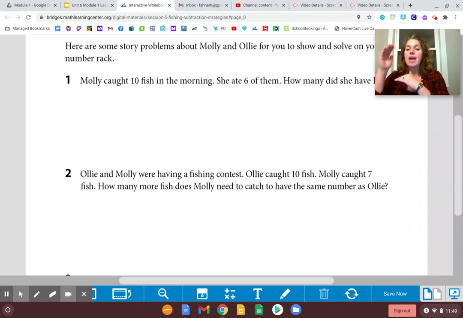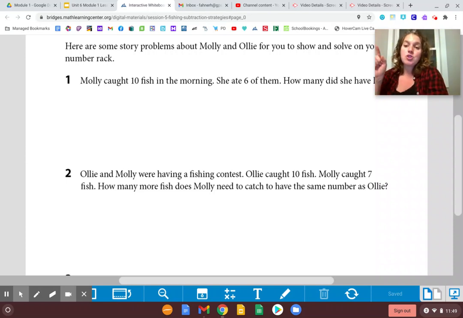So this is a comparison one. We know how many one person has. That's kind of the top row of our number rack. We know how many the other person has, and we're comparing. Which ones have that match? Which ones are the same? And then which ones are different? How many more does one person have, or how many less does the other person have? In this case, we want to know how many so that they can be the same. How many do we have to catch up on?